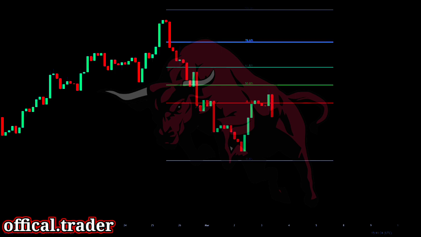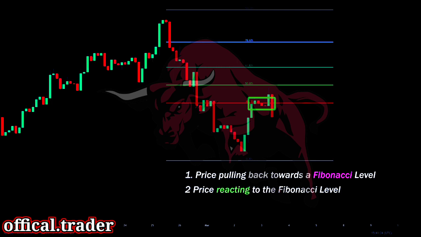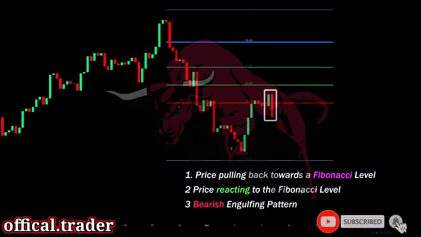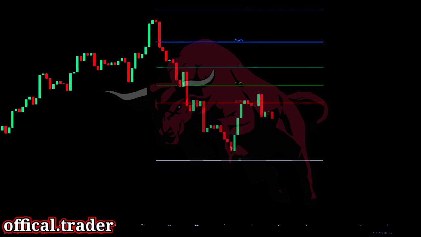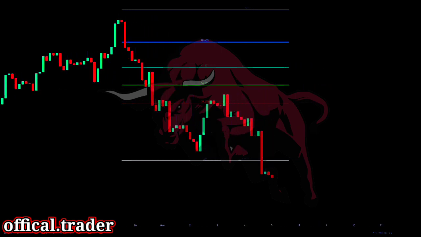So again, let's recap what we have currently. First, we have price pulling back towards a Fibonacci level. Second, we have price reacting to that Fibonacci level. And third, we spotted a bearish engulfing pattern, indicating that there's some sort of downwards momentum as price touches this area. So based on this, it is likely that the price will bounce off at this level. And so this is a good opportunity to take a short position. And that's how you utilize Fibonacci retracements to find trade entries.